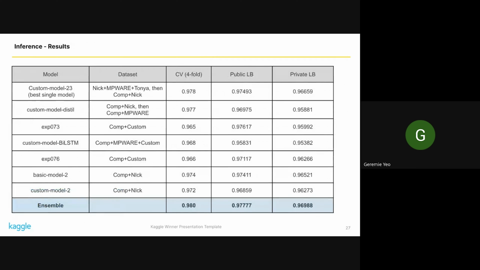Next slide. Our final ensemble scores 0.980 on the CV and 0.96988 on the private leaderboard, which is good enough for first place. Next slide.